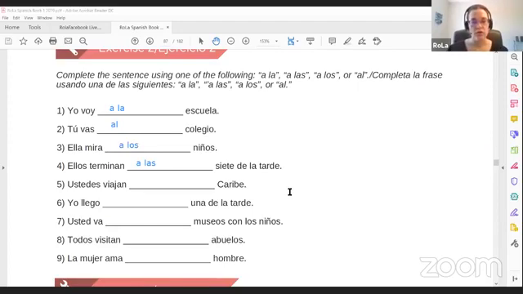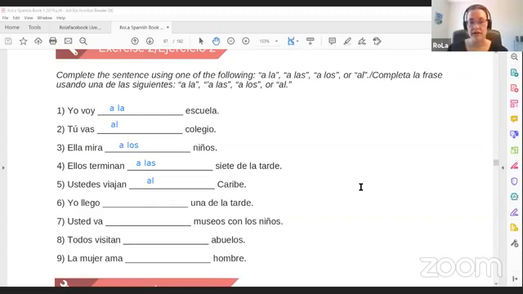Okay, número 5. Ustedes viajan. Now we have Caribe. Caribe, as we know, ends with E, so masculino y singular. So viajan al Caribe. You all travel to the Caribbean.